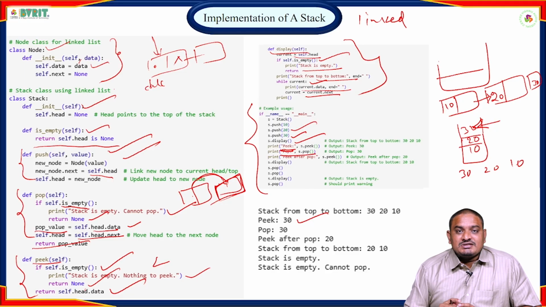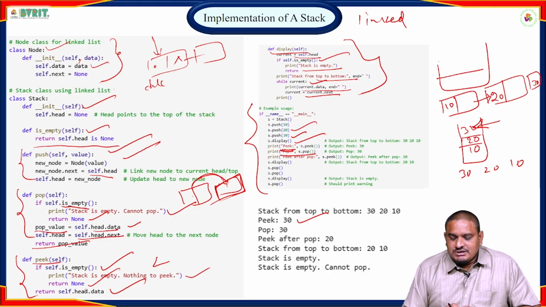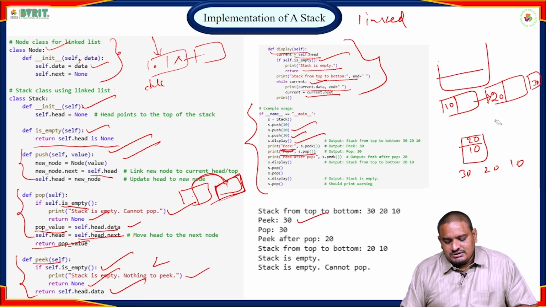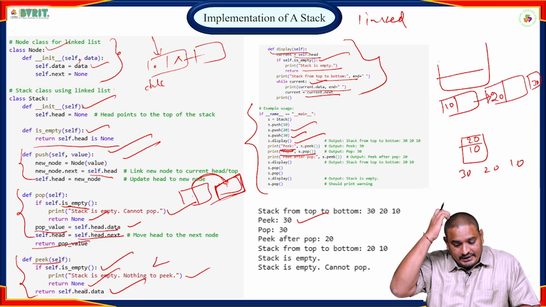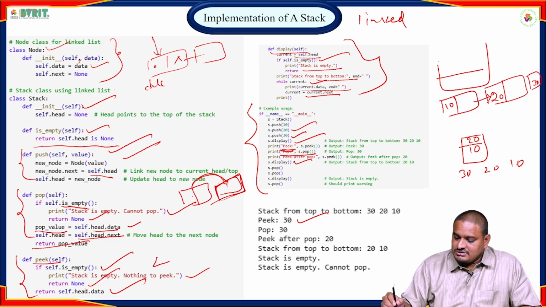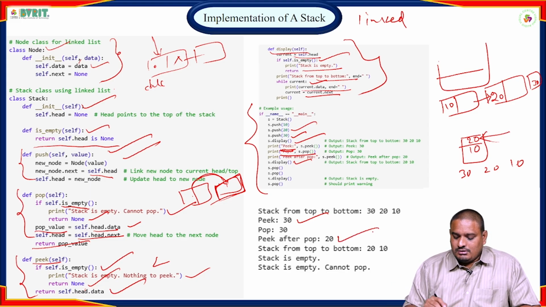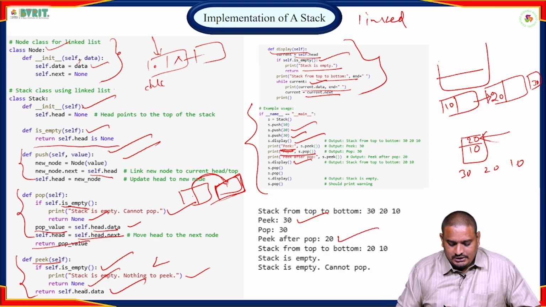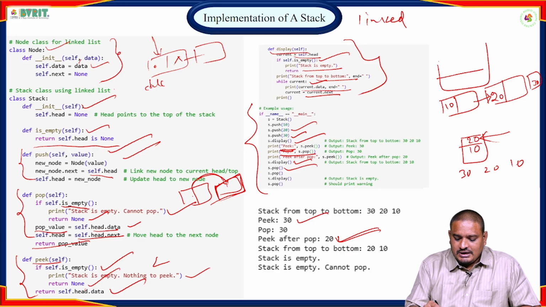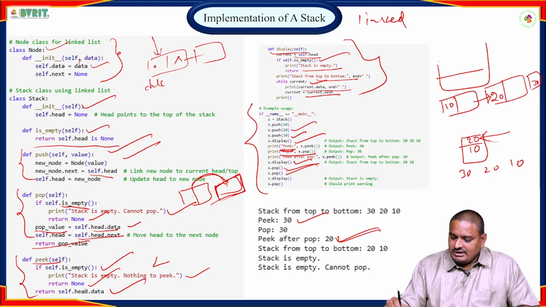Next, pop, s.pop. The popped element is 30, meaning 30 is removed from the stack. Next, peek after pop means the top position is now 20. Now s.display means 20 will be displayed. Next, s.pop again. Two elements will have been removed from the stack.